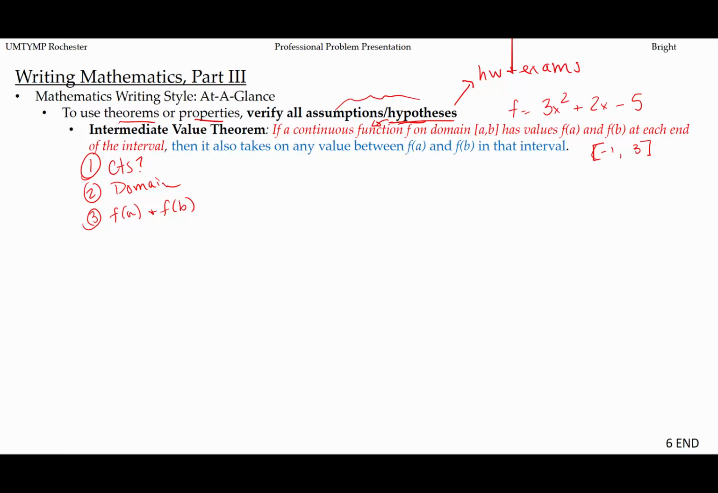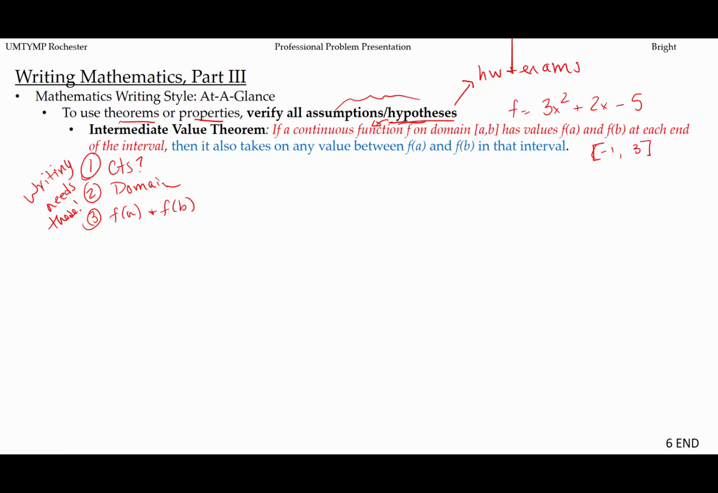Your writing needs these three pieces. You need to justify why it is continuous, why it has that domain, and then you need to find the values f of a and f of b. Just as an example, I've maybe done some background work, and if you need to pause and think about this a little more, please pause the video and think about: why is it continuous? Does it have the domain property that we need? Does it have the f of a and f of b property that I need?